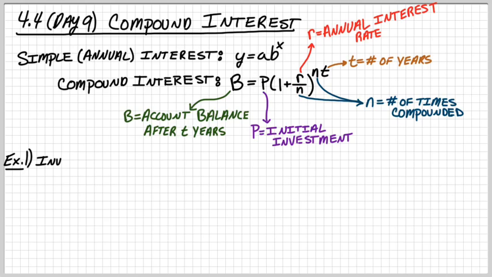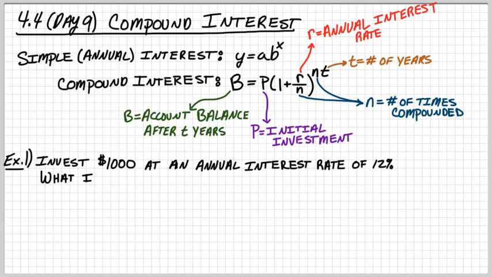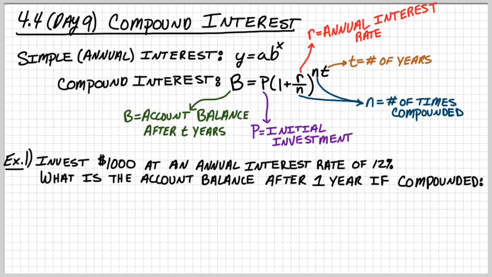So, our first example: you invest $1,000 at an annual interest rate of 12%. What's the account balance after 1 year if it's compounded? I haven't told you how it's going to be compounded yet, but this is what we've got so far. $1,000, annual interest rate's 12%. We're going to find the account balance after 1 year, and the first case we're going to do, part A, is compounded annually.